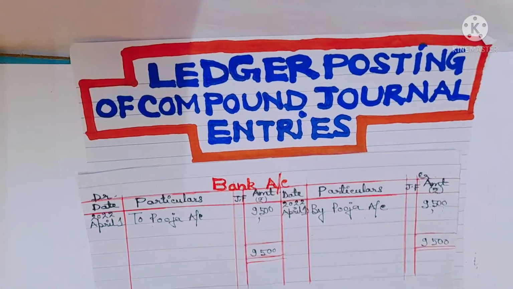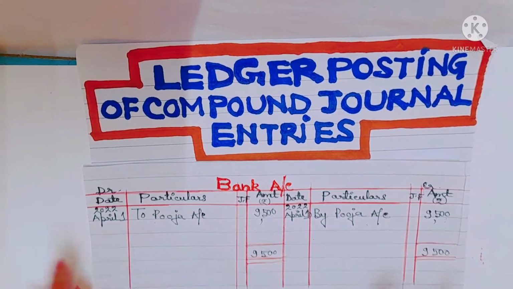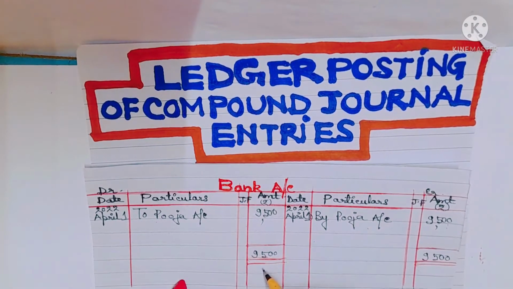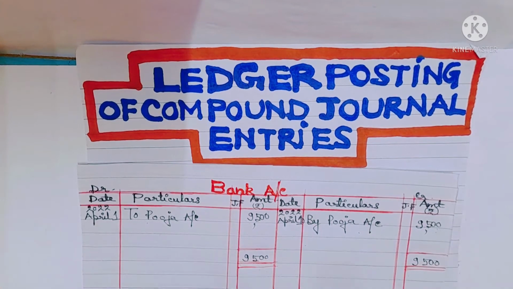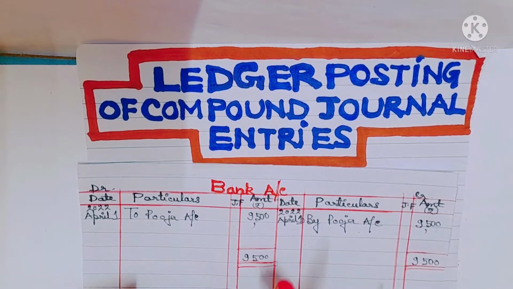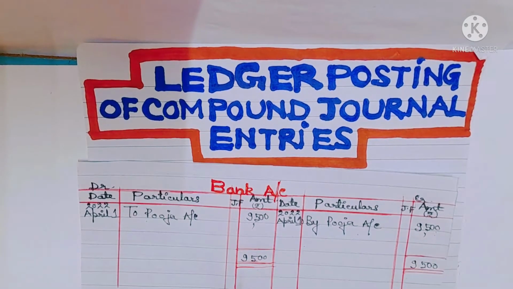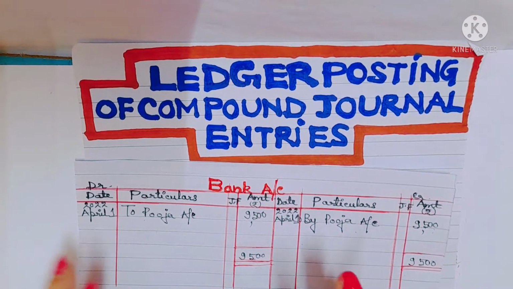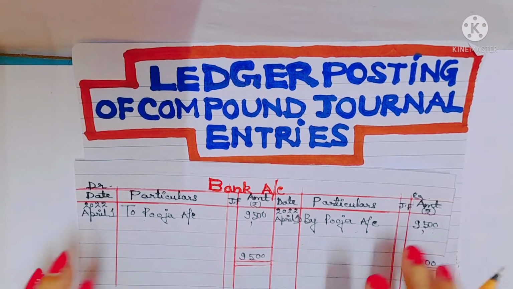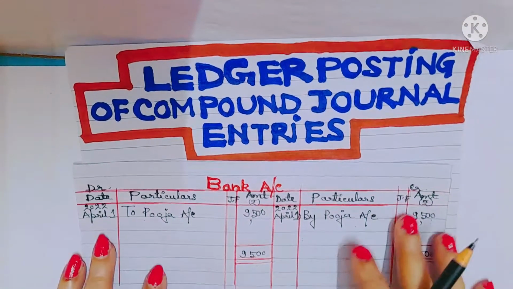Is there any to balance BD or by balance BD? No. How can we write? Debit side total is 9,500, credit side total is also 9,500. Both are equal. Debit side total is equal to credit side total. So there is no balance. Since bank account shows no balance, bank account won't be entered in the trial balance. Understood? Clear? See here.